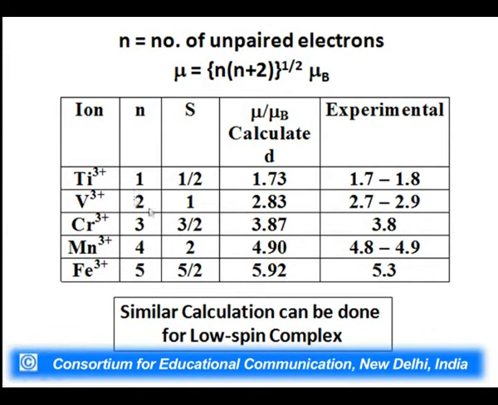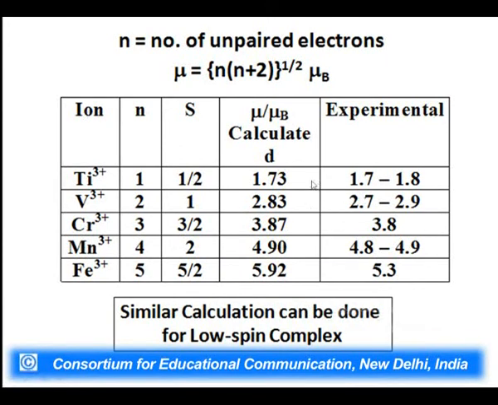Likewise, there can be a d8, d9 situation, or a d10, where there will be no unpaired electron, so it is likely to be diamagnetic. Similarly for low spin complexes also, knowing the number of unpaired electrons for various complexes, the calculations can be made.